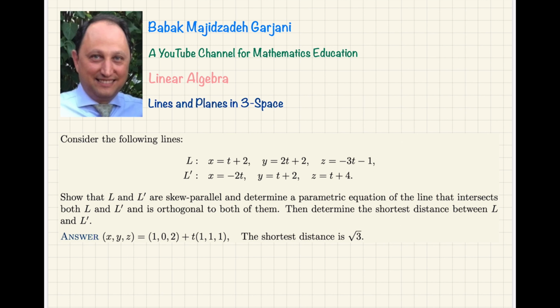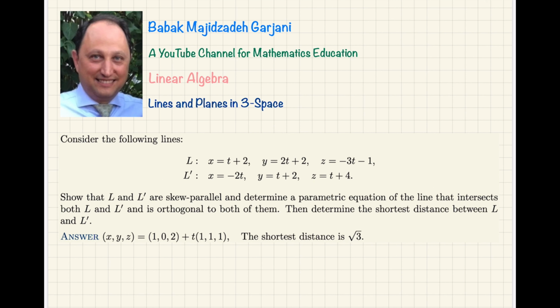Consider the following lines: L with these parametric equations and L prime with these parametric equations. Show that L and L prime are askew parallel and determine a parametric equation of the line that intersects both L and L prime and is orthogonal to both of them. Then determine the shortest distance between L and L prime.